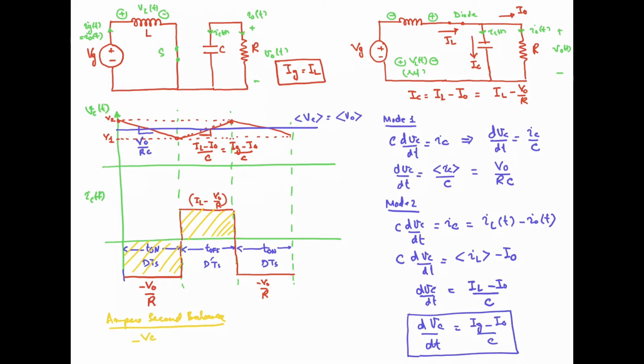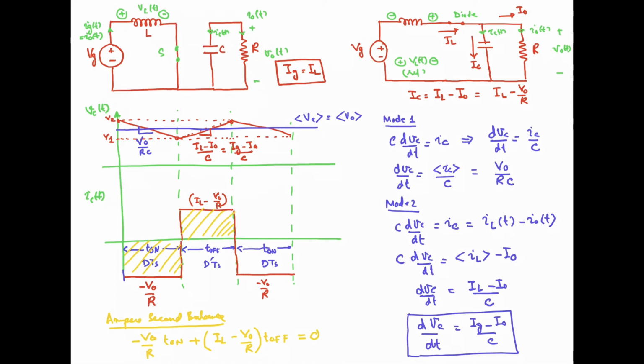So how to determine the area? That we can write minus V naught by R, that is the height of this portion, multiply by dTs or T on. You will get the area in the first interval, and then in the second interval the current is IL minus V naught by R, multiplying it by T off. So its sum should be equal to 0. So we have this ampere second balance equation.